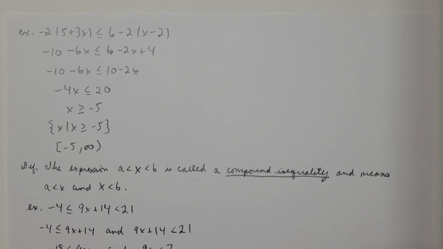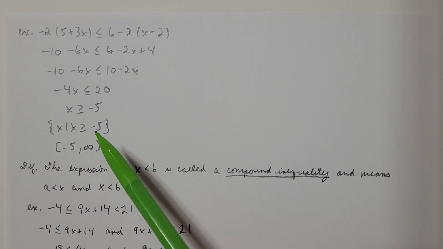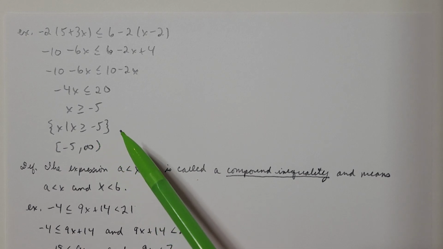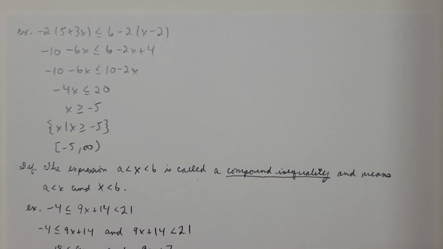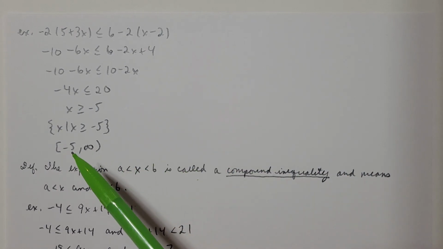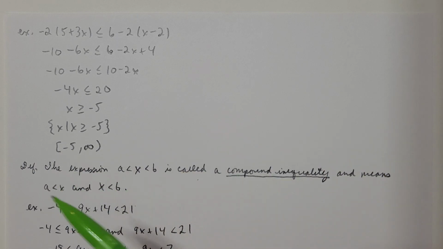So as a set, I'm going to say it's the set of all x such that x is greater than or equal to -5. And as an interval, anything that's greater than or equal to -5 means I'm heading out towards infinity. We're including -5, so make sure you got a bracket by -5 there. And there's always going to be a parentheses by the infinity sign and the negative infinity sign, right? Those are not numbers.